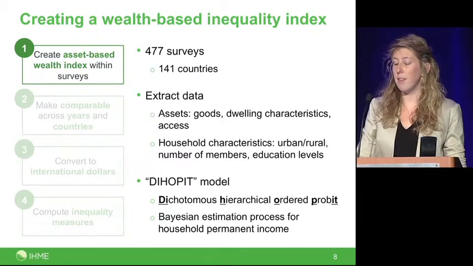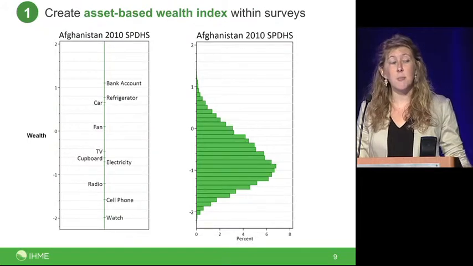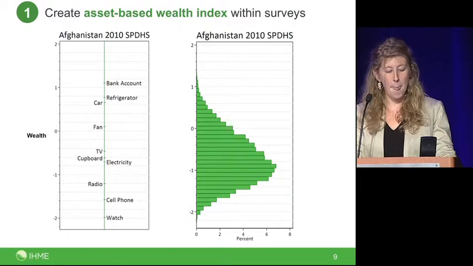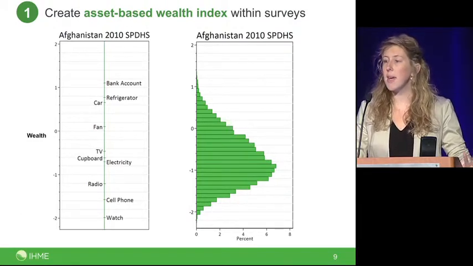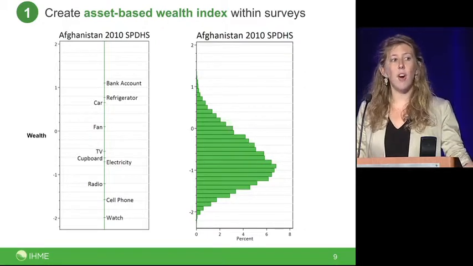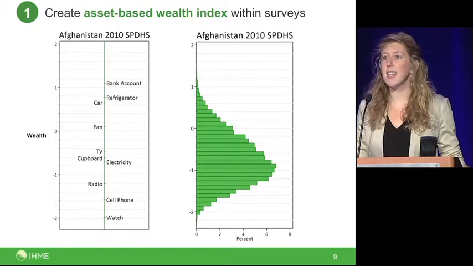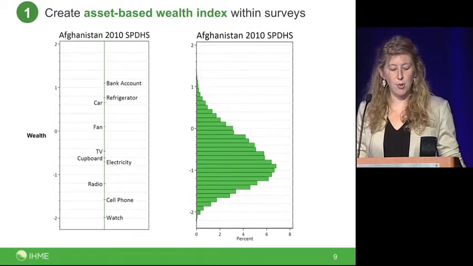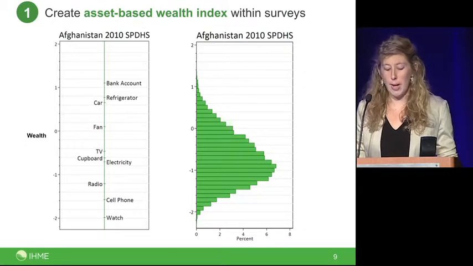Let me show you what that looks like visually. I have as an example the Afghanistan 2010 Special Demographic and Health Survey. You'll notice that our y-axis is wealth. It's currently unitless, and for the time meaningless. We'll come back to that. On the left-hand side, I have all of our asset cut points plotted on one graph. And so, for example, we can see that in Afghanistan in 2010, a household was more likely to own a refrigerator than not if their wealth was above 0.8.